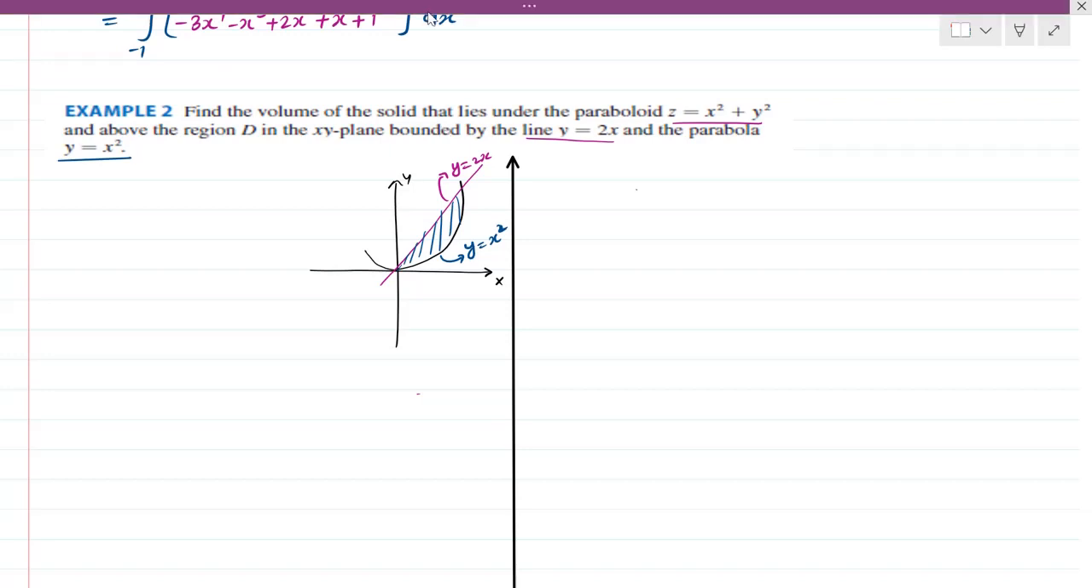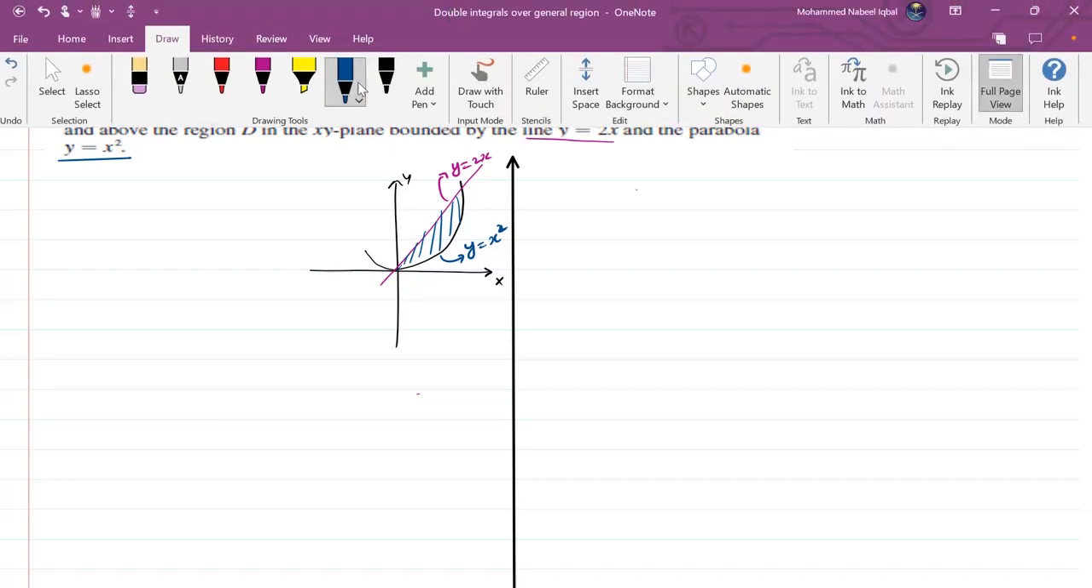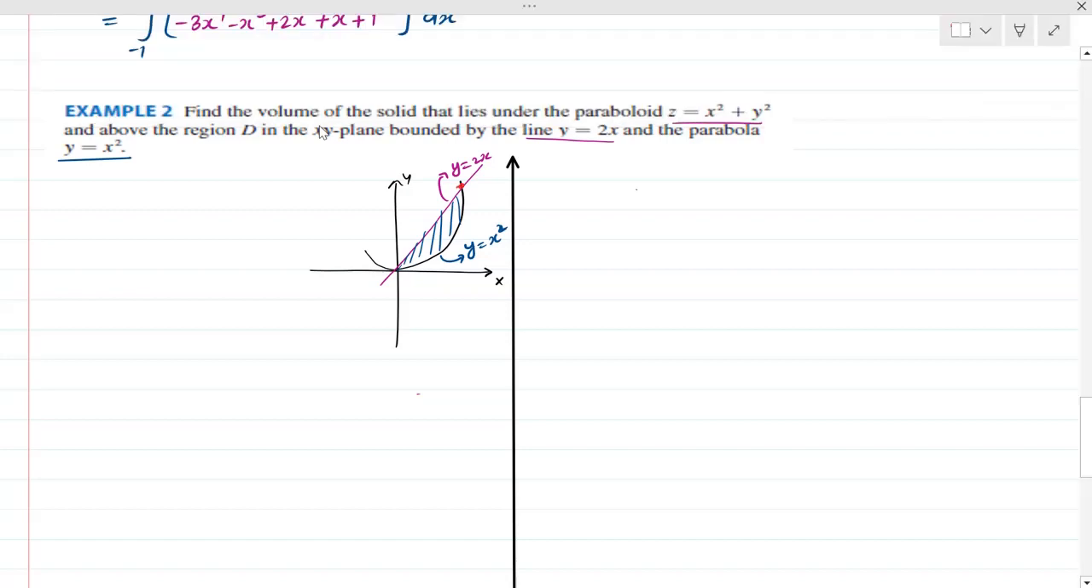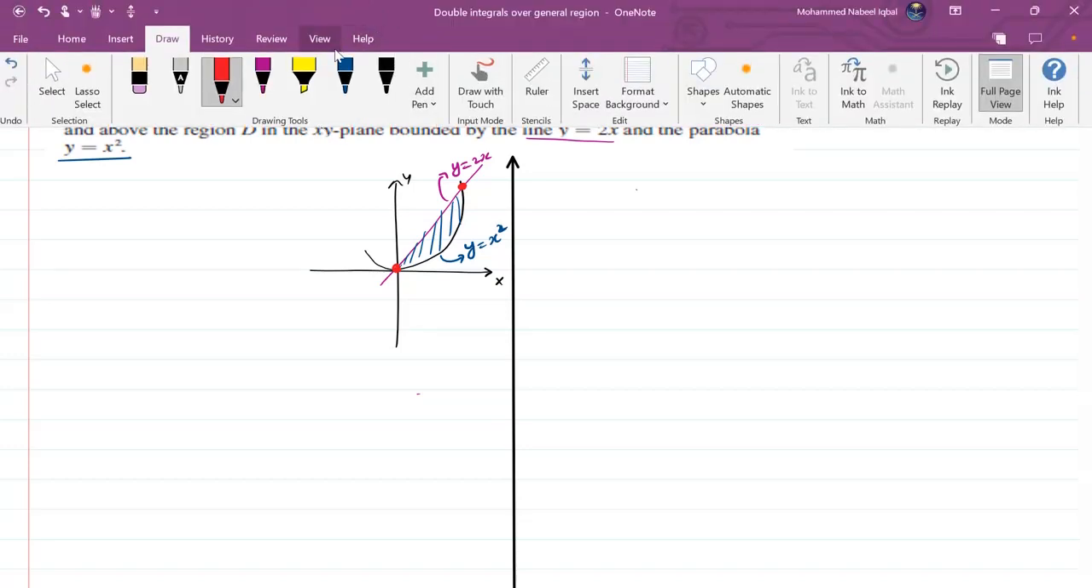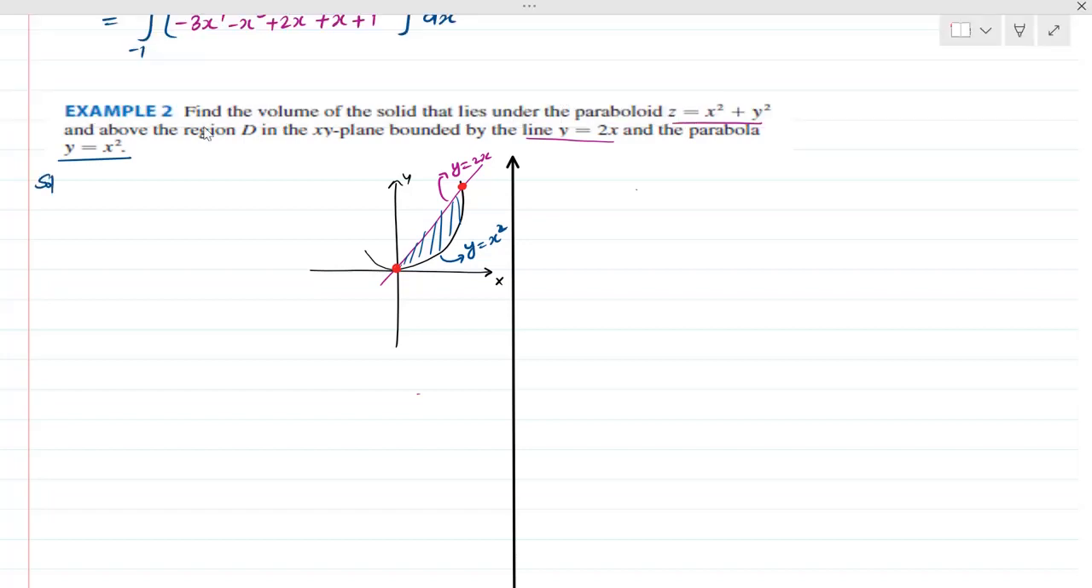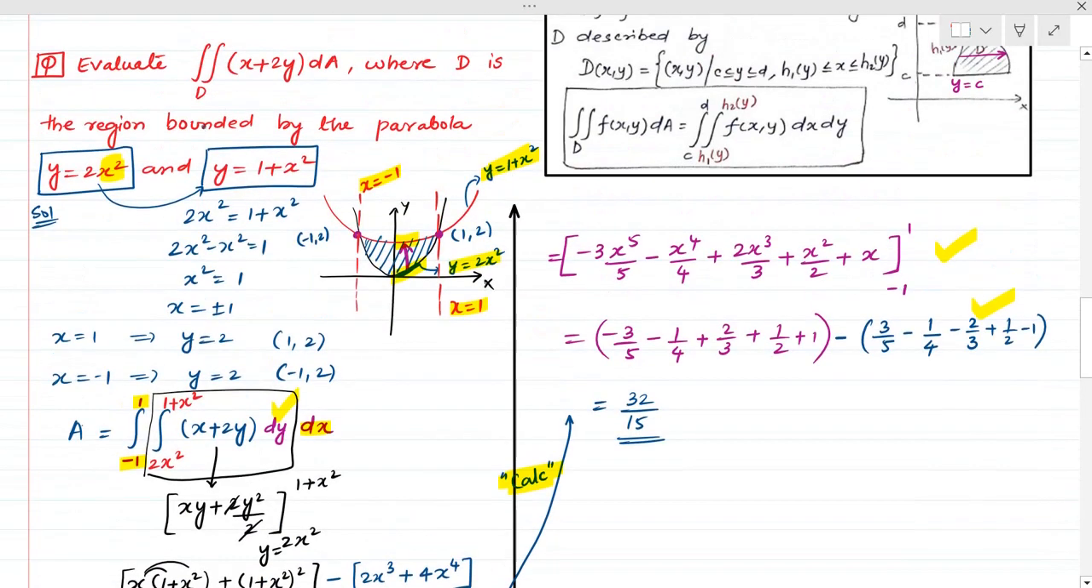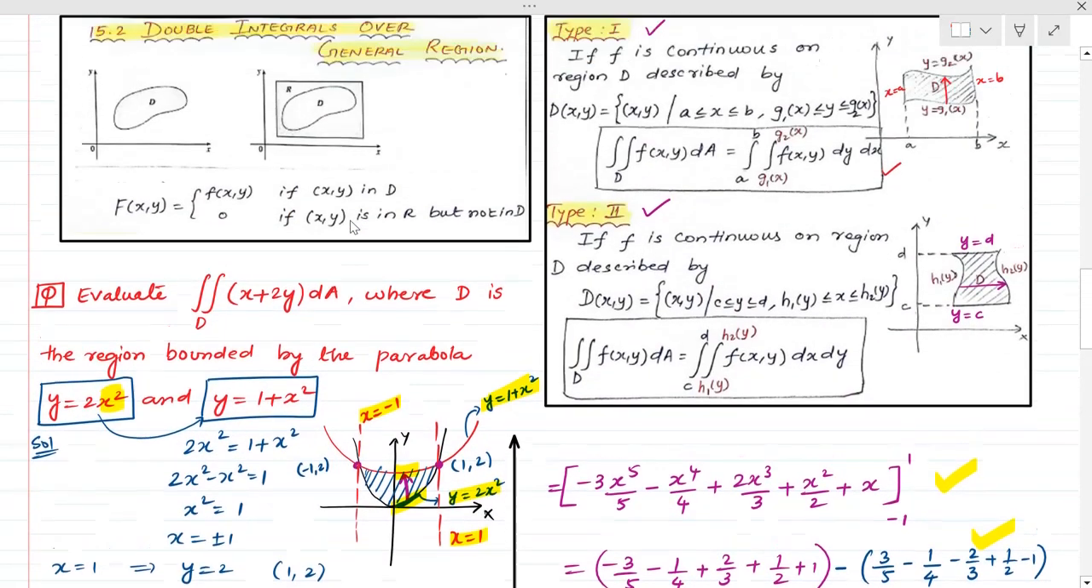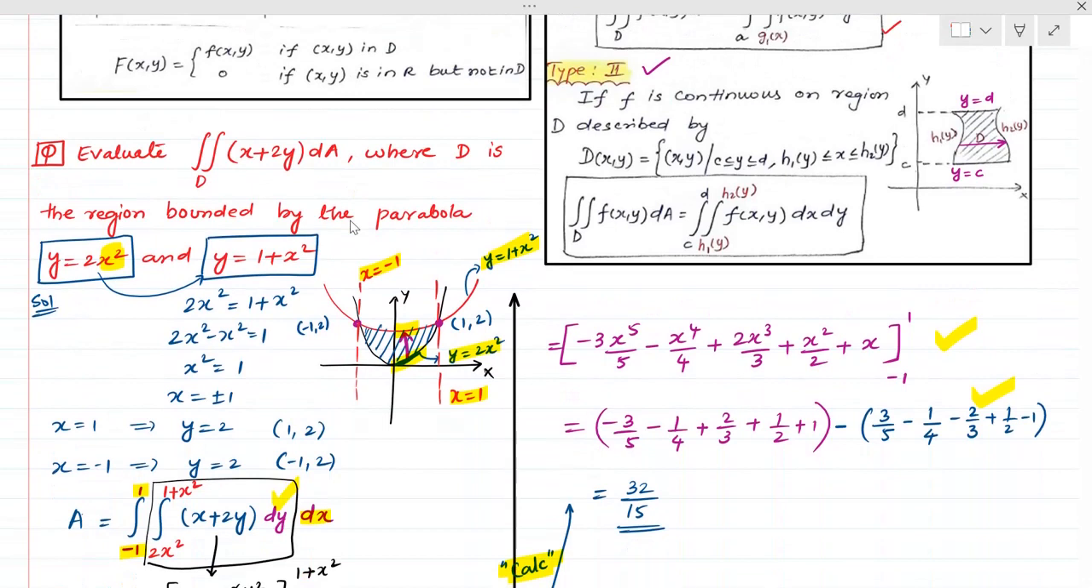So how will you find this one? First of all, I have to find the point of intersection. So how will you find this point of intersection? This is obviously 0, 0. I have to calculate this point first. Here there are two chances. In this problem, we can solve by using the type 1 method or the type 2 method. But if you see here, there is only one method, which is type 1. So we can solve this problem using type 1 only. No chance of solving with type 2.